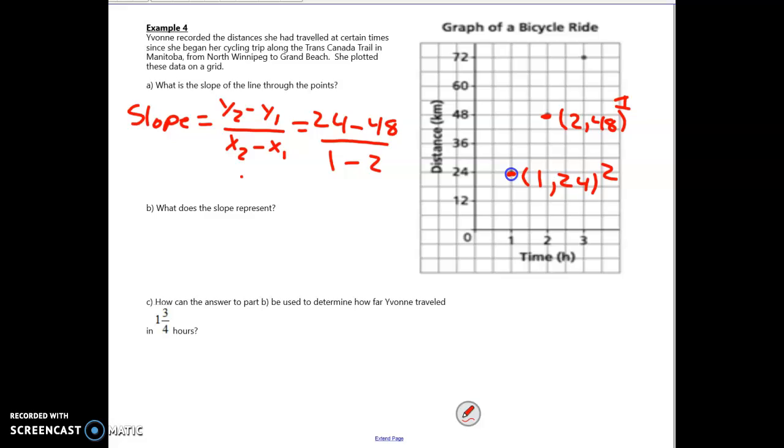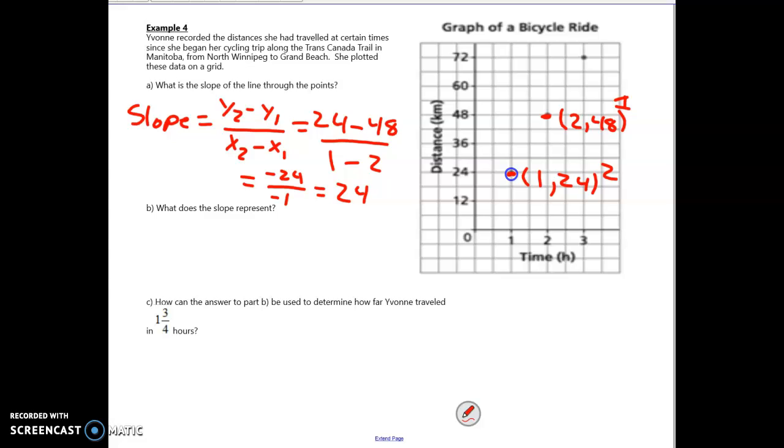And then if we work that out, we get 24 minus 48 will be minus 24, divided by 1 minus 2 would be minus 1, which is the same thing as saying minus 24 divided by a negative 1. Our negatives will cancel, and we'll get 24.